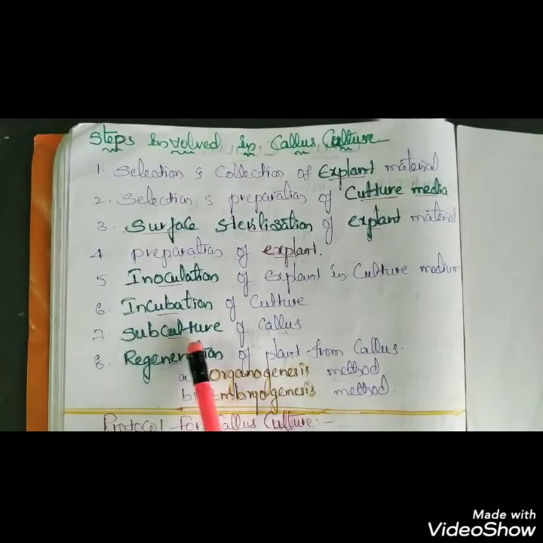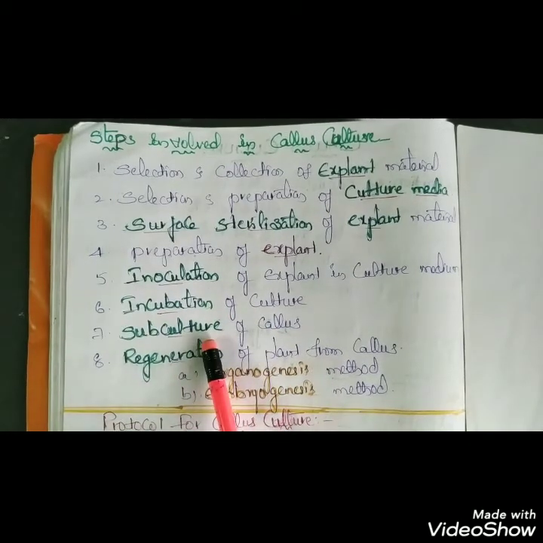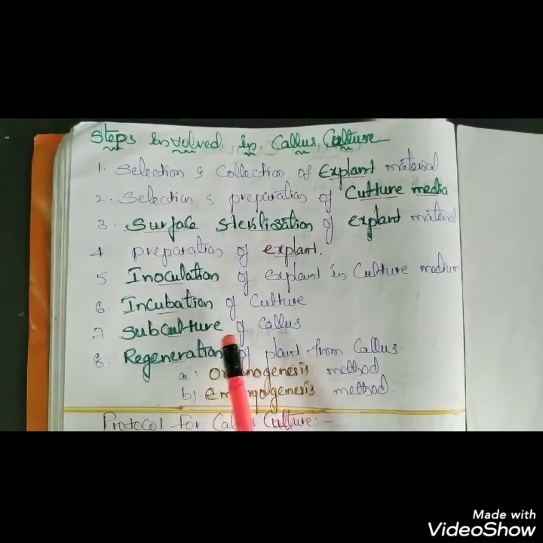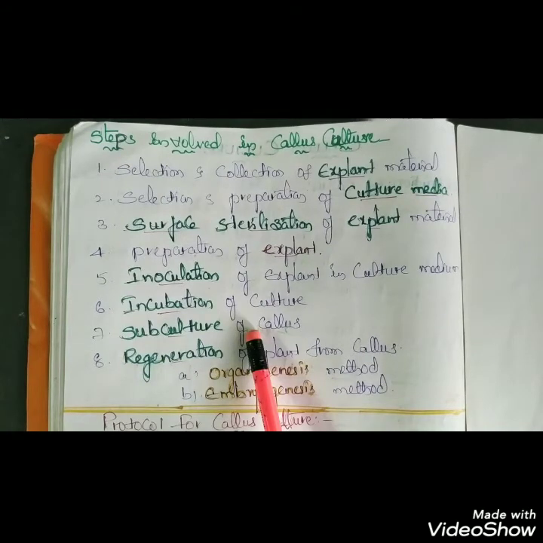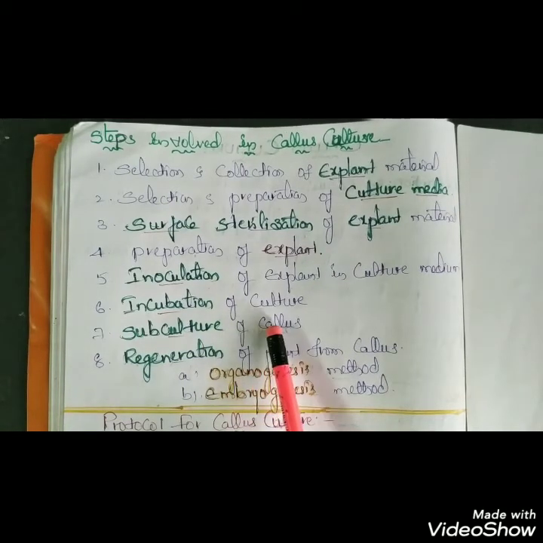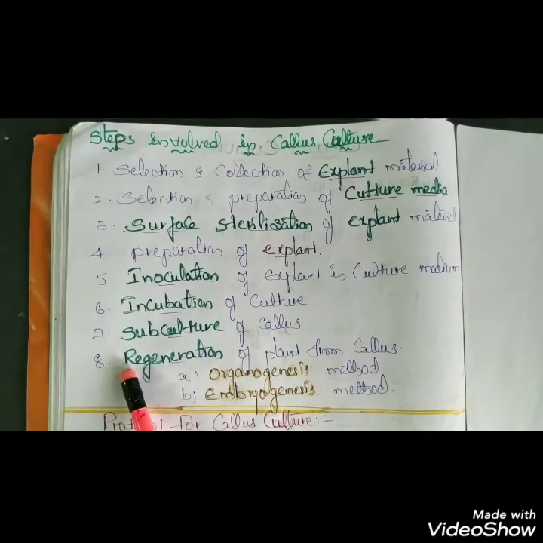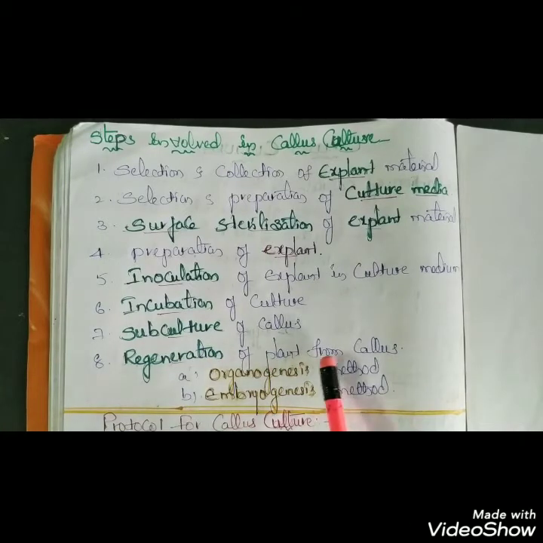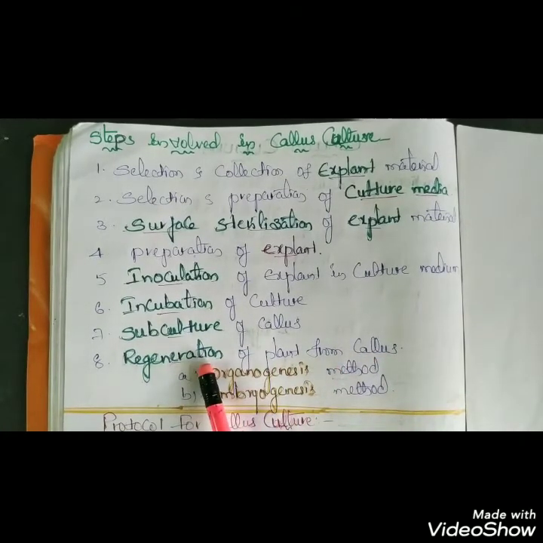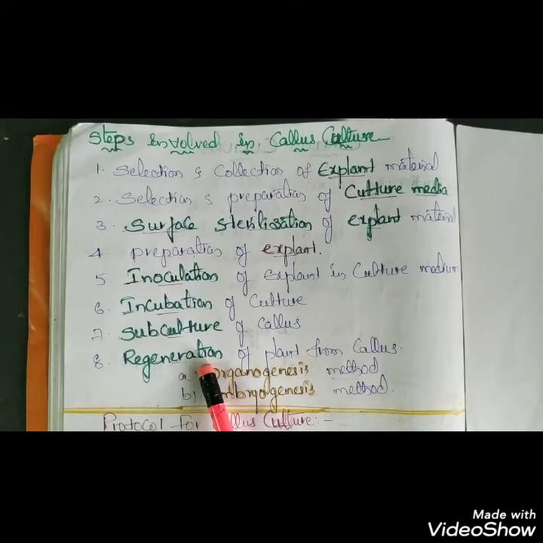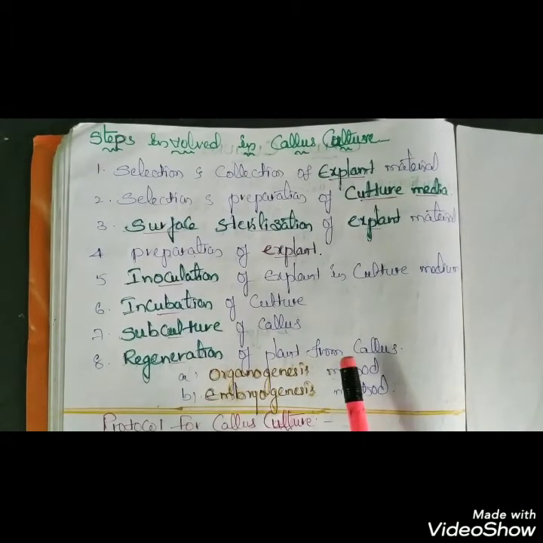Seventh step, subculture of callus. Thus, prepared callus culture is subcultured to maintain it properly for longer periods of time. Subculture is nothing but transfer of this callus from one culture medium onto another fresh culture medium. The last step, regeneration of plant from callus. Regeneration means nothing but development of whole plant by using callus.